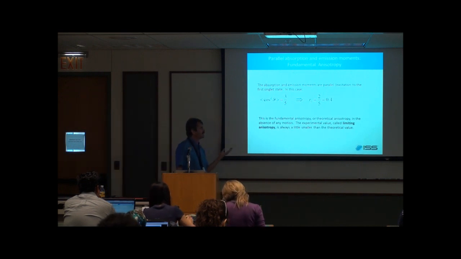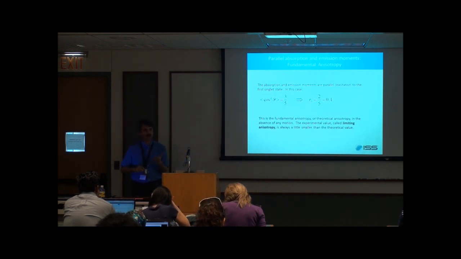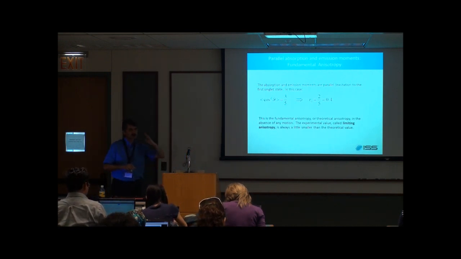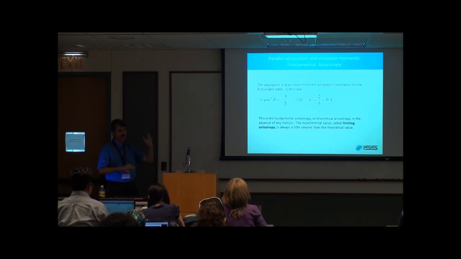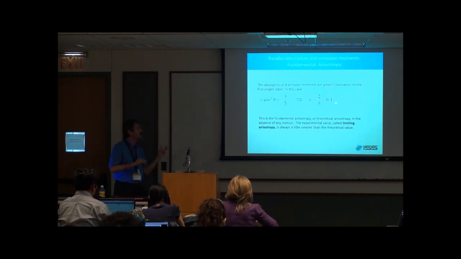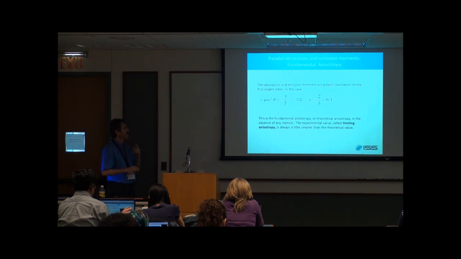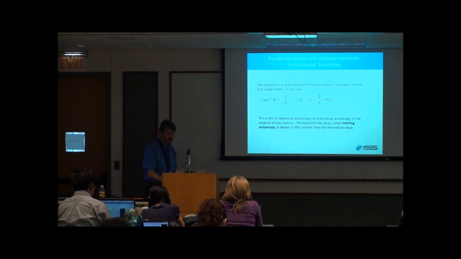When doing experiments, we rarely measure 0.4 because molecules get depolarized. Also, this assumes that there is no motion of the molecule. But if the molecule moves, we find a value that is lower than 0.4. Typically, the value that we measure is called the limiting anisotropy.